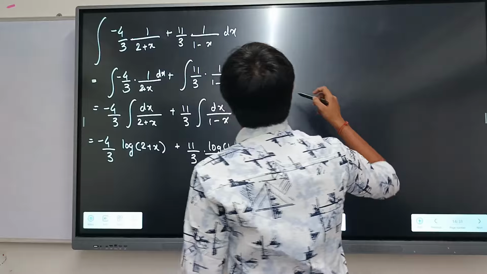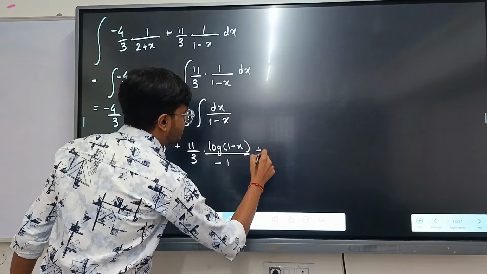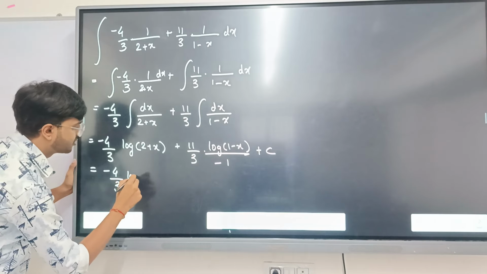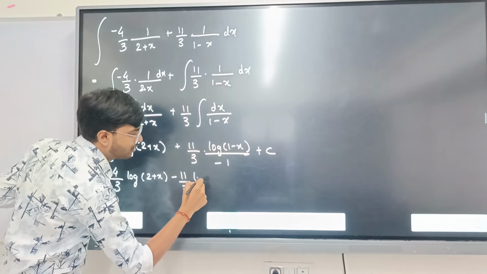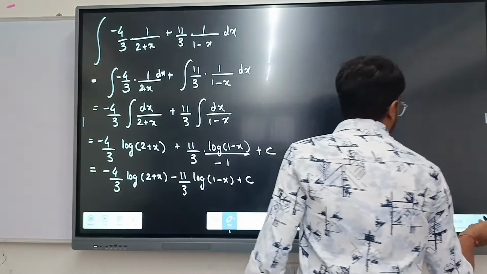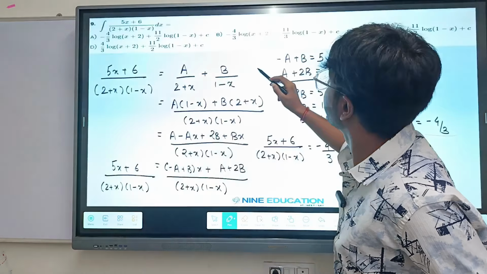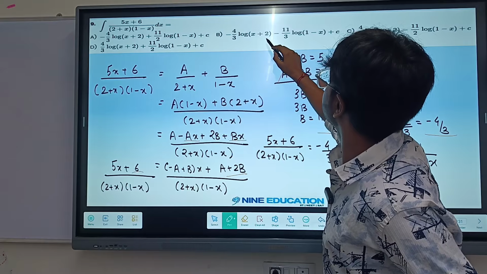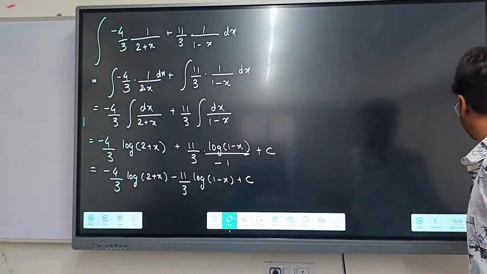And we have to add a constant plus c as well, since this is indefinite integration. Minus 4 by 3 log of 2 plus x minus 11 by 3 log of 1 minus x plus c. If I see which option would it be? Minus 4 by 3 log of 2 plus x, that is x plus 2, minus 11 by 3 log of 1 minus x plus c.